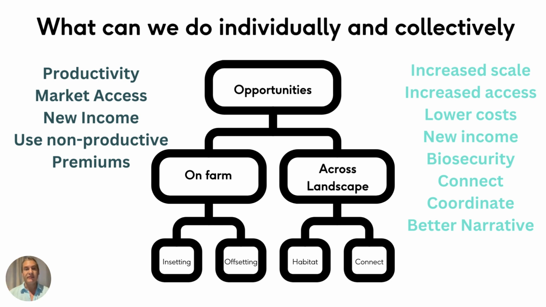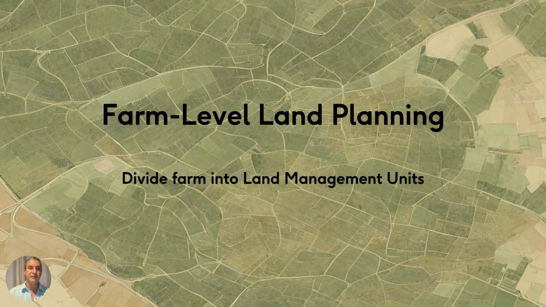At a landscape level, you're looking at things like, how do I increase what I'm doing at my farm so that it's at a bigger scale and gives me better access and lowers my costs through participation with others, and opens up new income that I wouldn't otherwise be getting by being part of a larger transaction. And then there's all these other things around improved biosecurity, connectivity and habitat, coordination between yourself and other landholders, and ultimately a better narrative comes out of doing things at a landscape scale than just at a farm scale.